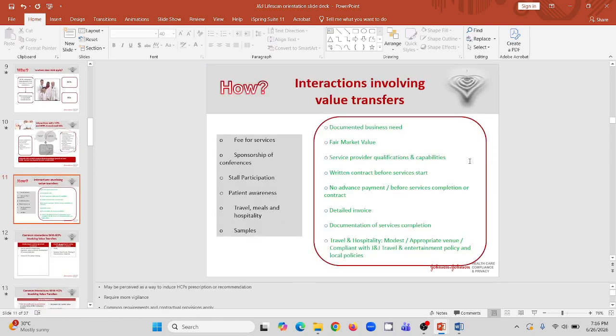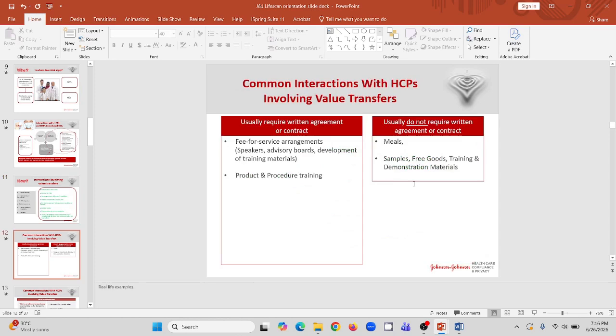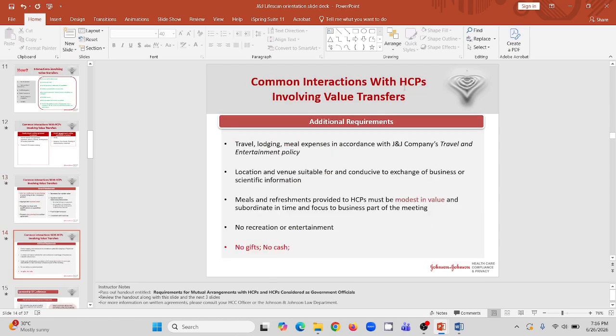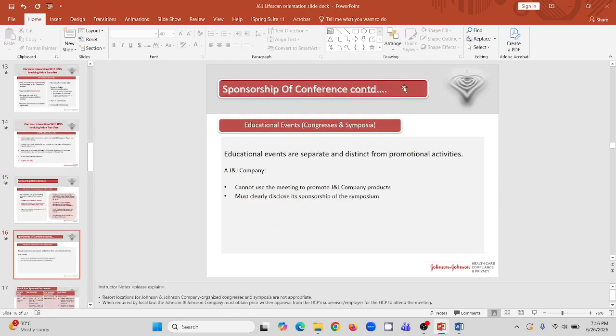Interactions involving value transfers. So now this has something to do with money. That is fees for services, sponsorships, and documentations. So interactions with those HCPs again, that is one type of people, and involving value transfer. So something to do with money. Again, common interactions, value transfer, same thing, sponsorship going on.